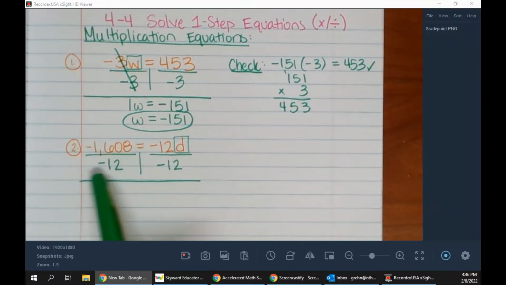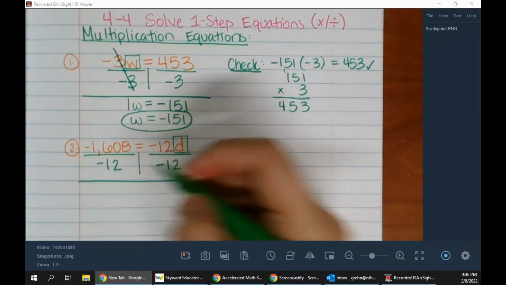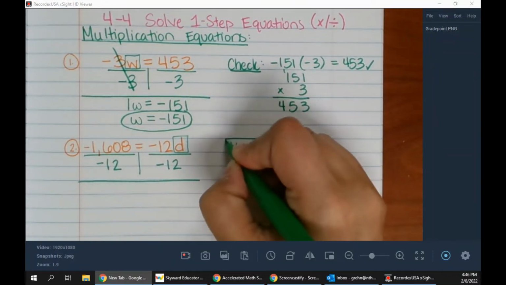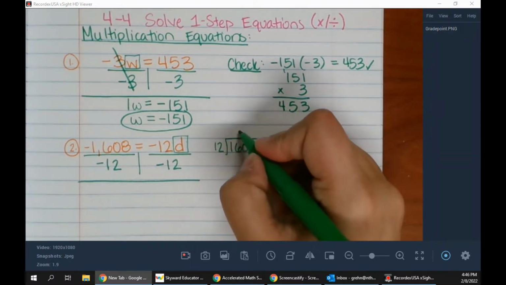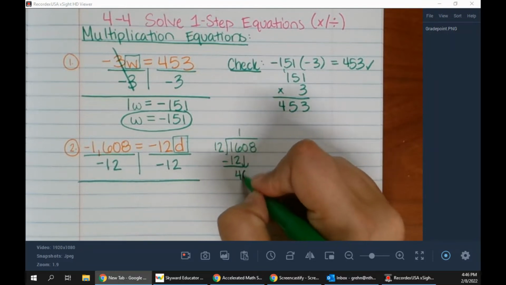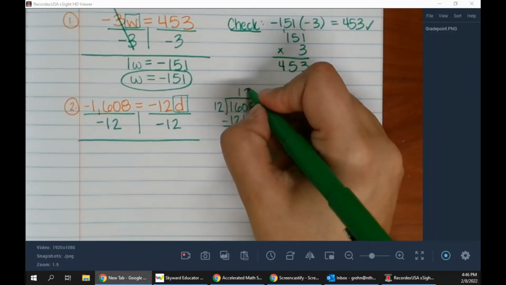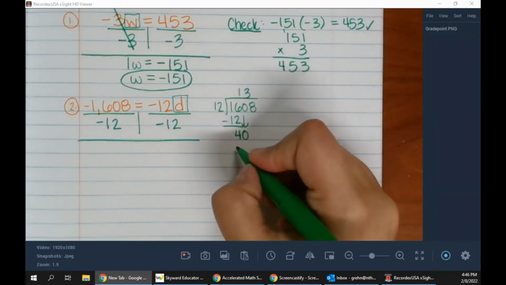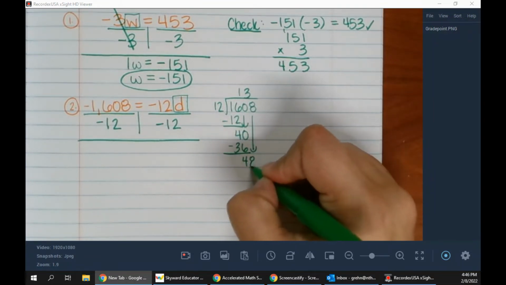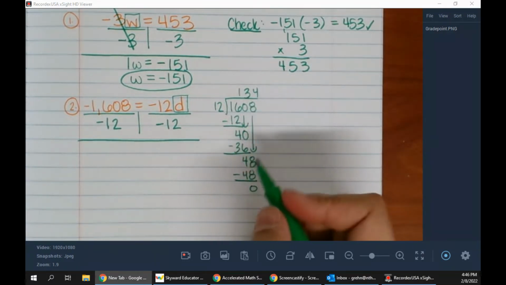So go ahead and divide this out, negative 1,608 by negative 12. I know that a negative divided by a negative is a positive, so I'm just going to focus on the division. 12 won't go into 1, but it goes into 16 once. And I have 4 left over. And then 12 will go into 43 times. And 12 times 3 is 36. Bring down my 8. And 12 will go into 48 4 times. All right, so we get 134.